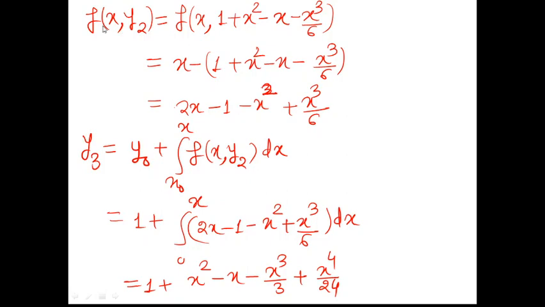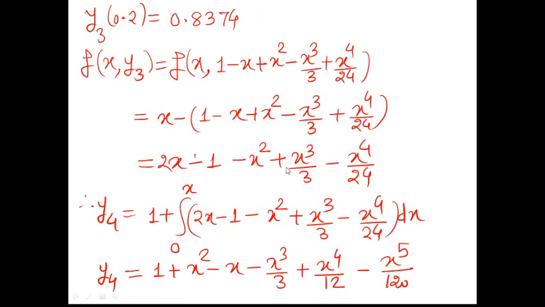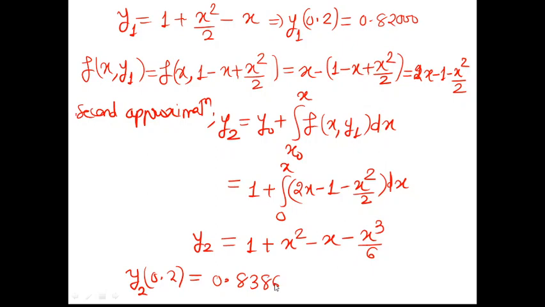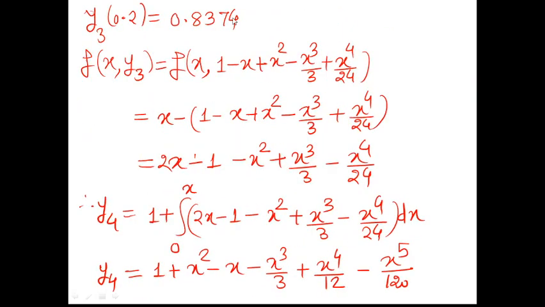Before that, as we want f of x y2 in the third approximation, let's find this value and put it in the formula of the third approximation. Simplifying, we get the expression for the third approximation in series form: 1 plus x square minus x cube by 3 plus x to the power 4 by 24. Again we will find its value at 0.2. This is 0.8374. I need to compare it with y2, which is 0.8386, and here it is 74. These are completely different, right? They are not considered nearly the same.